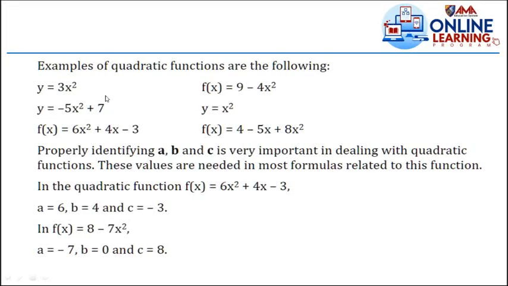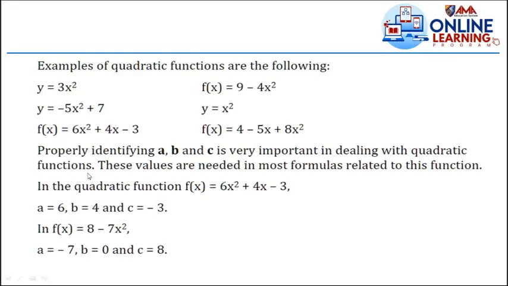Properly identifying a, b, and c is very important in dealing with quadratic functions. These values are needed in most formulas related to this function. For the quadratic function f of x equal to 6x squared plus 4x minus 3, a is equal to 6, b is equal to 4, and c is equal to negative 3.